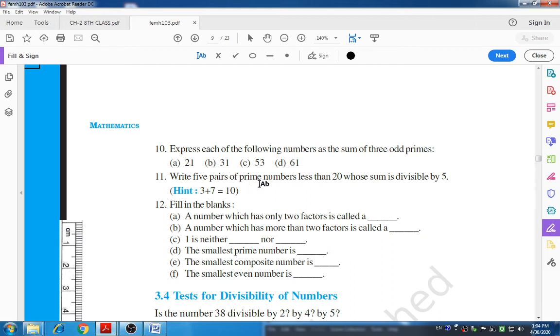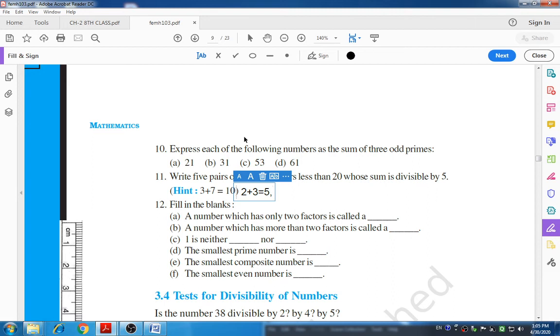Write 5 pairs of prime numbers less than 20 whose sum is divisible by 5. As like hint, they give us 3 plus 7 is equal to 10. In this, 3 and 7 both are prime numbers. As like that we can find: 5 ones are 5, and 5 is an addition of 2 and 3. As like that the 2 fives are 10. Already they have given an answer, given that as a hint.